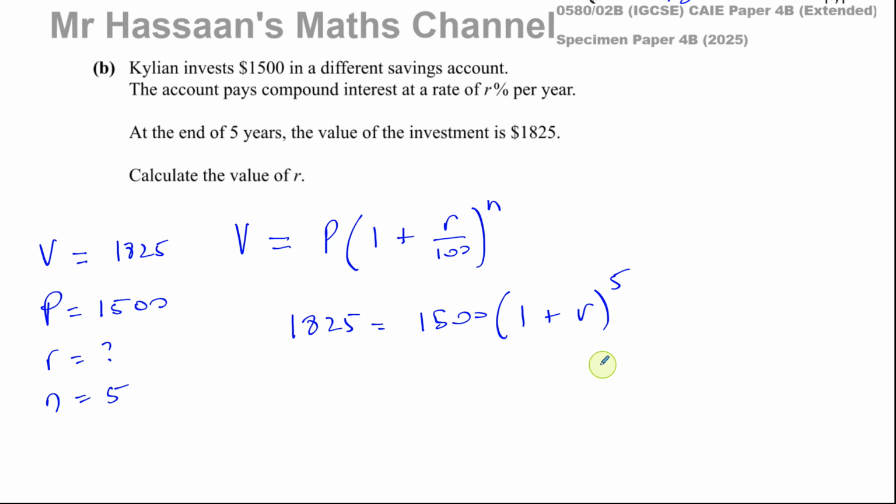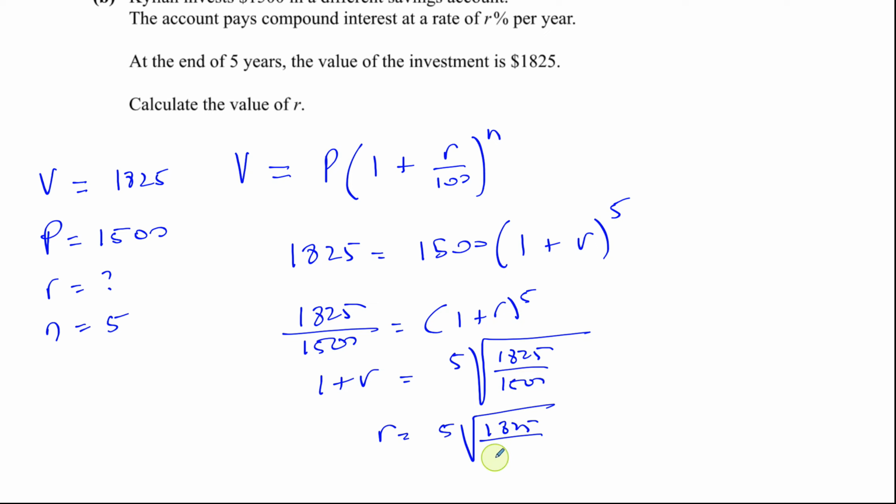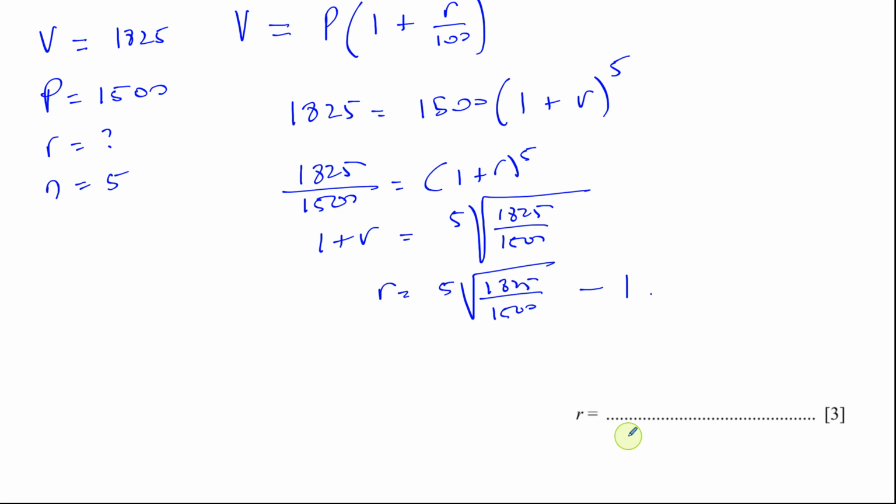So we have to rearrange this formula to make R the subject. So the first thing I'm going to do, I'll do 1,825 divided by 1,500 equals 1 plus R to the power of 5. And then I'm going to take the fifth root of both sides. So I have 1 plus R is equal to the fifth root of 1,825 over 1,500. So R is equal to the fifth root of 1,825 over 1,500, and I've got to take away 1 from that, because that was 1 plus R. So that will give us our answer.